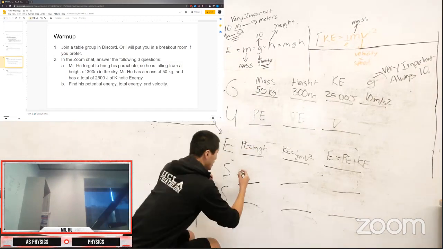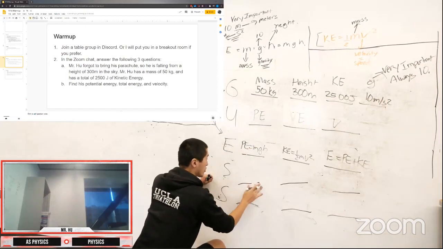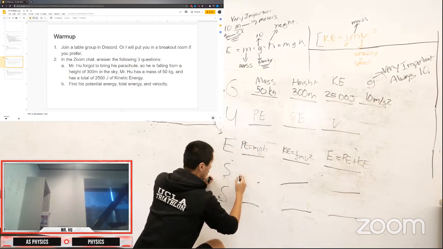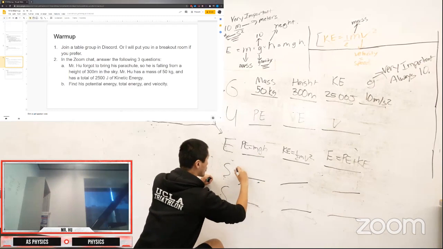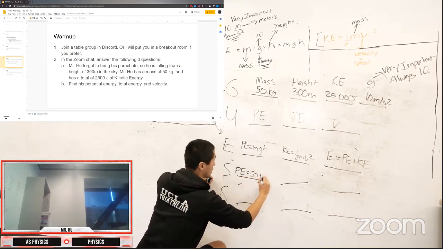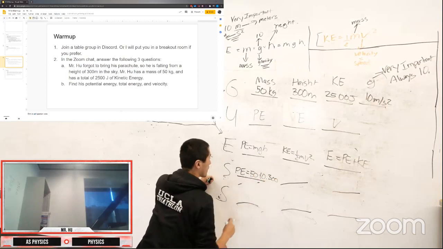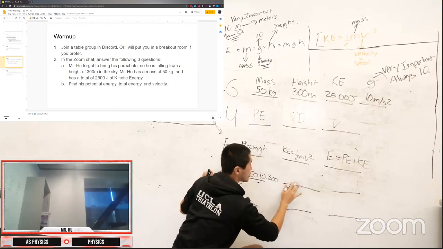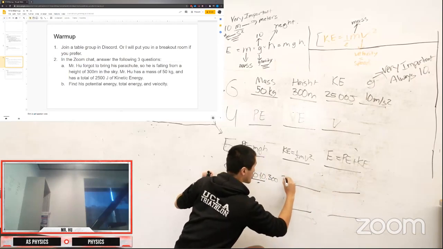What James plugged in here is he knows that we're trying to find our potential energy. He knows that we have our mass, our gravity, and our height. So James just plugged in our potential energy, which is what we're trying to find, is equal to our mass times our gravity times our height, 300. Great work, James. And then Mariana's done a great job of figuring out our kinetic energy. Mariana knows that our kinetic energy is 2,500.